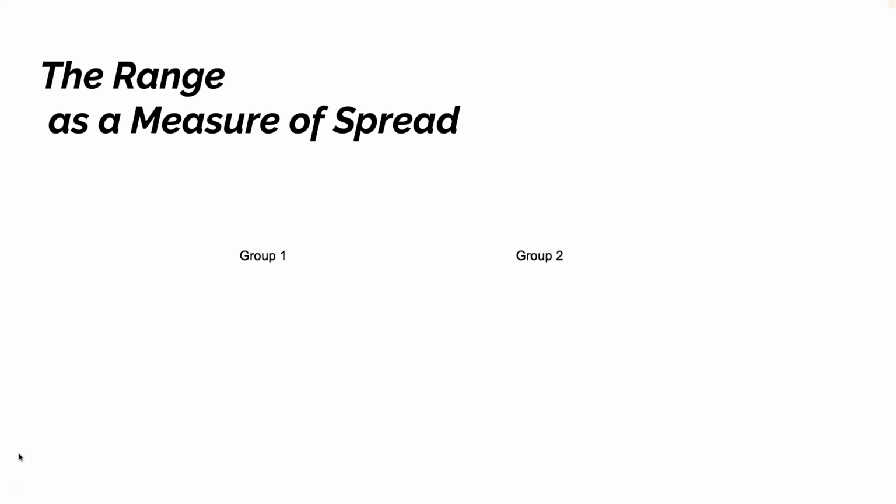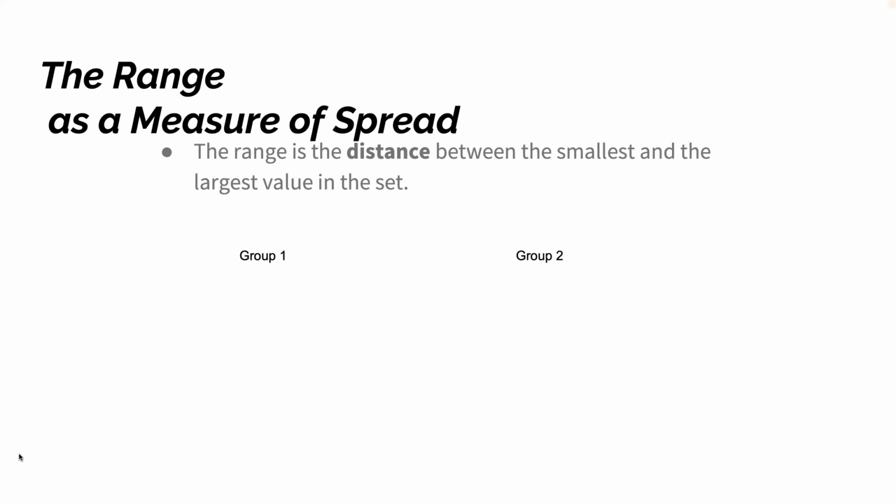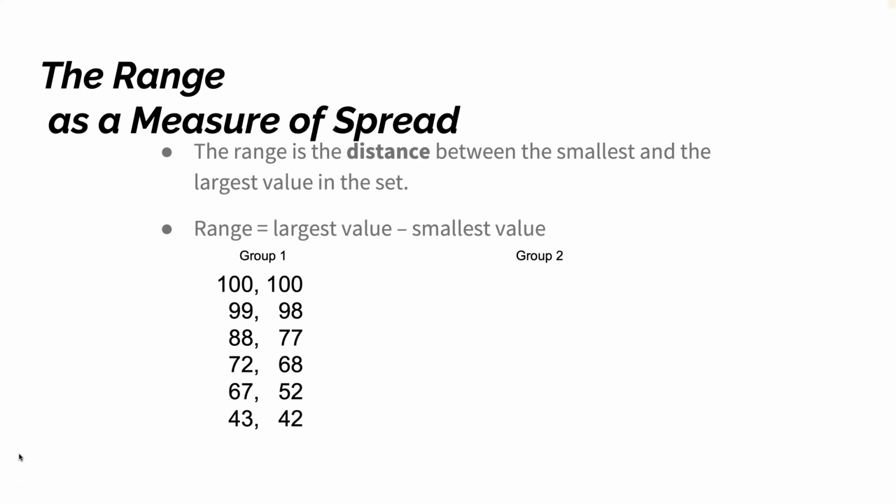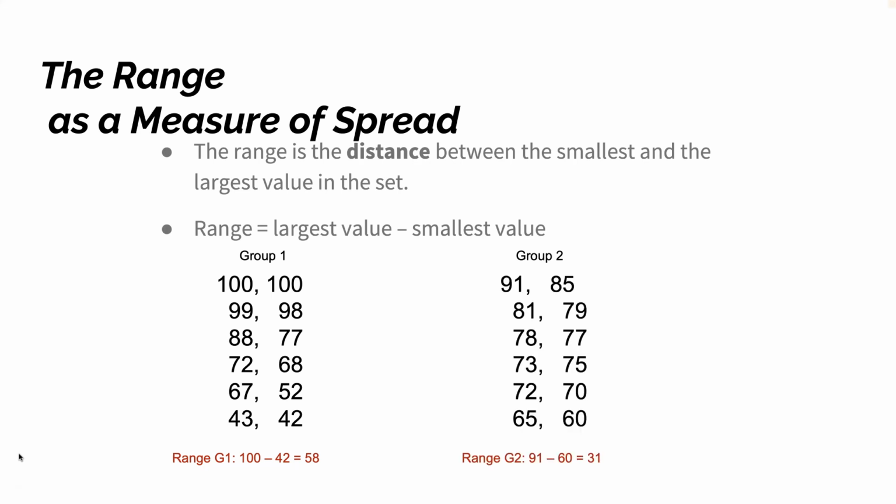Now we can look at the range as showing us the measure of a spread. So the range is going to be the distance between the smallest and the largest values in the set. So for example, if we have the set of numbers here, we see, okay, the highest is 100, 58 is the lowest, and the difference between them is 42. So range is just the largest value minus the smallest. This other set here, we have the highest number being 91 and the lowest is 60, so the range is 31.